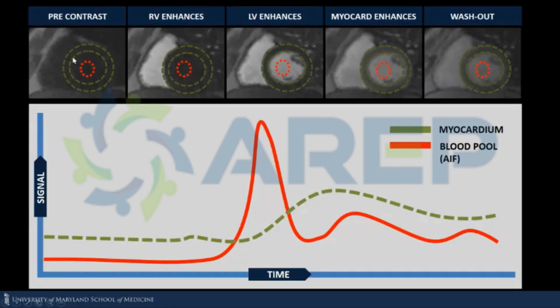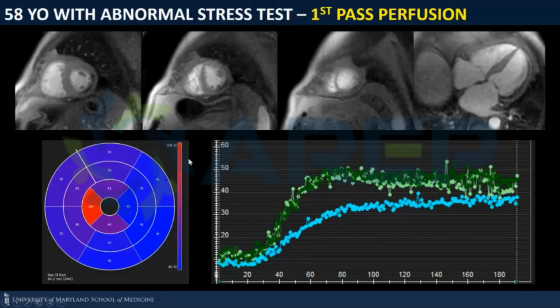So in this case, we see in red a region of interest in the blood pool, and outlined in green is the myocardium. If we look at the signal in those two regions of interest over time, we can see that there is an abrupt rise in the signal in the blood pool compared to a slower rise in the signal in the myocardium. And again, we can look at that in different territories so that we can see whether or not there are regional abnormalities.